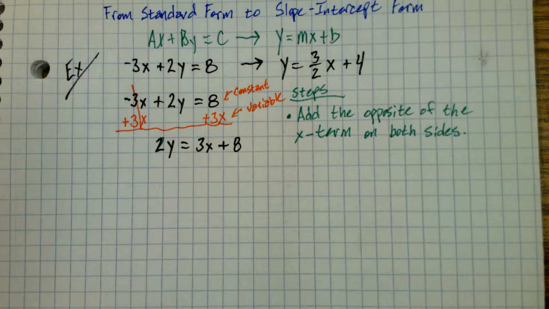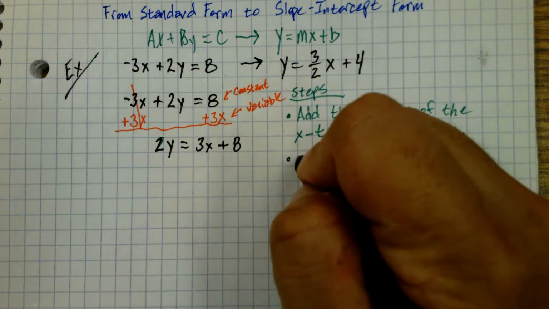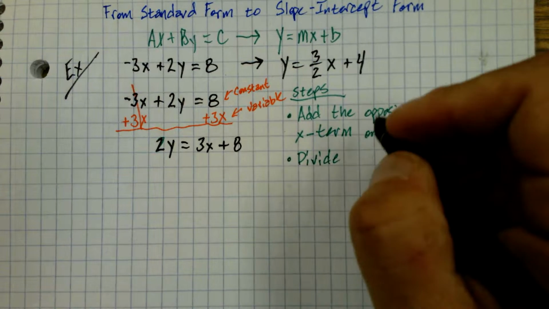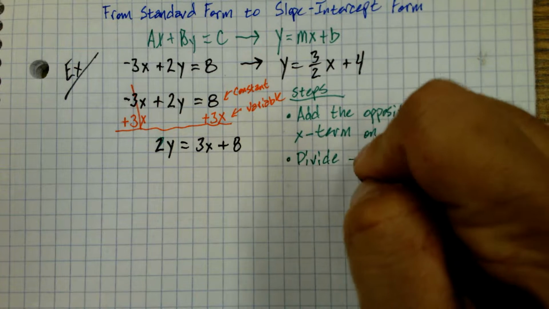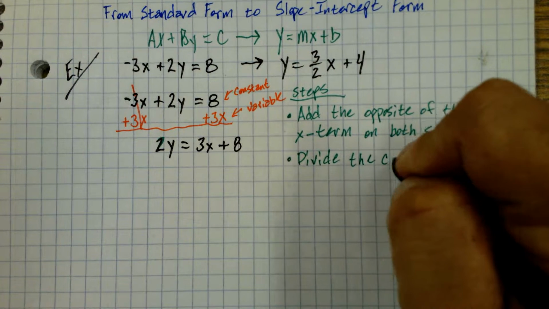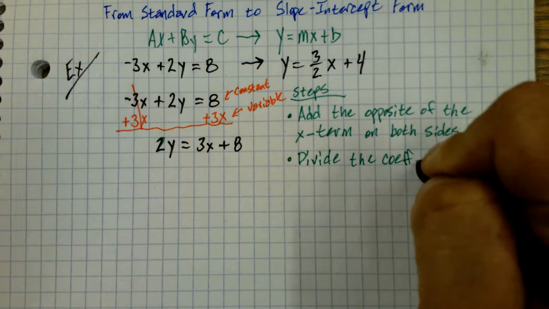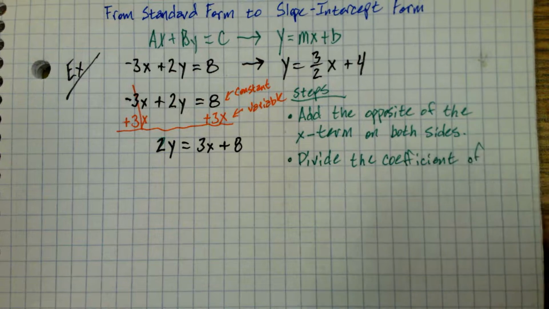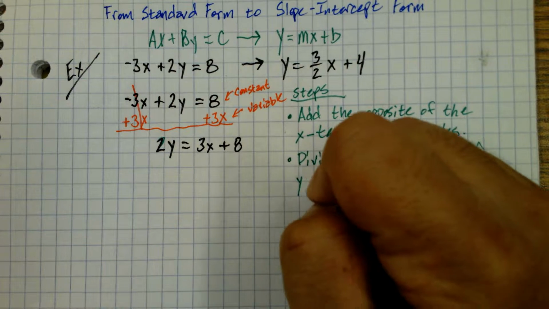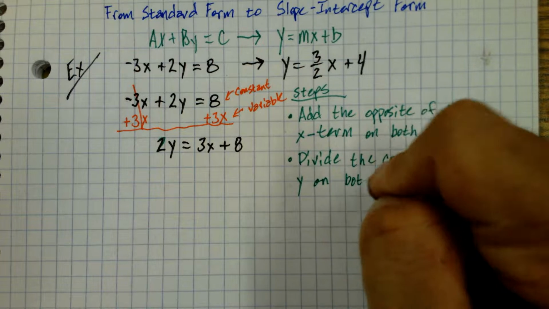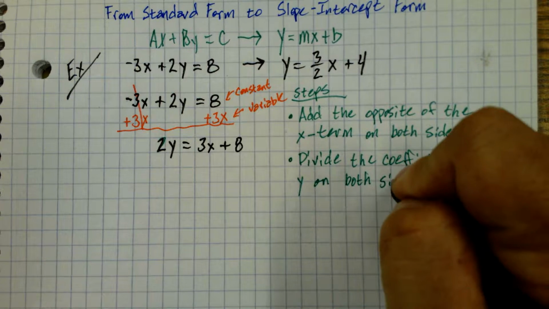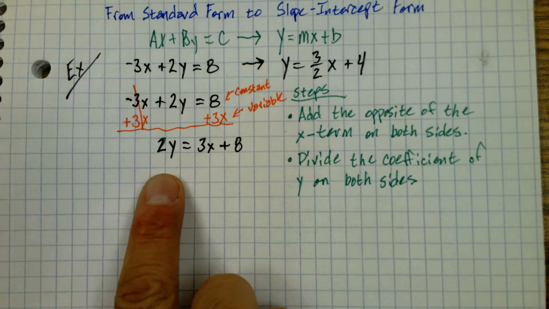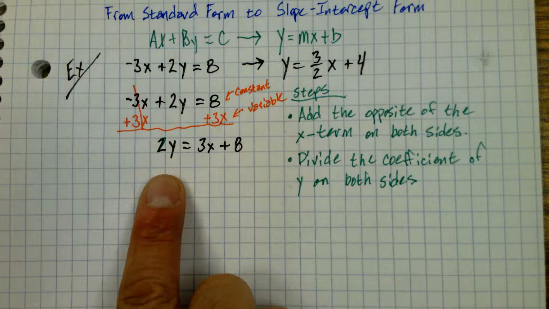Okay? So I'm going to write that down. Divide the coefficient of y on both sides. Remember, whatever we do on one side, we have to do to the other. What is the coefficient of y? What number is in front of y?